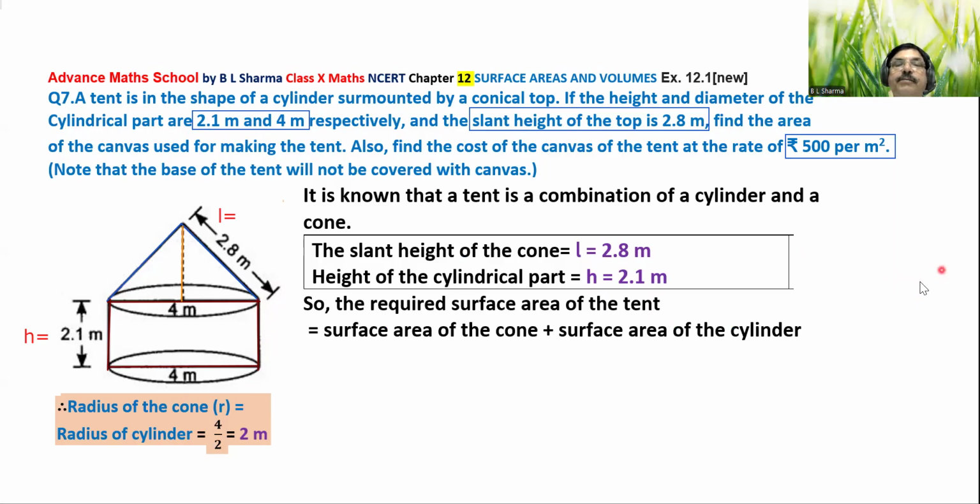So the required surface area of the tent is surface area of the cone plus surface area of cylinder. Surface area of cone is given by πrl plus surface area of cylinder, that is 2πrh. आप अलग अलग सेपरेटली इनको सॉल्व कर लें या इसमें आप कॉमन ले सकते हैं. You can take πr common if you wish. Then it is l plus 2h. l is 2.8, h is 2.1 and r is 2. Put value, get answer.